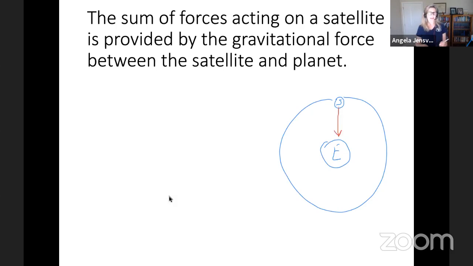So this satellite has the force of the Earth on the satellite. Remember, a force is an interaction between two objects. The two objects here are the Earth and the satellite, okay? So let's apply Newton's second law because it worked so well for us on Friday. We're going to sum the forces on the satellite.